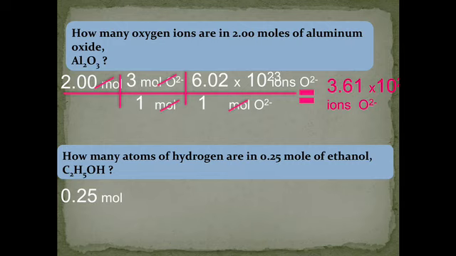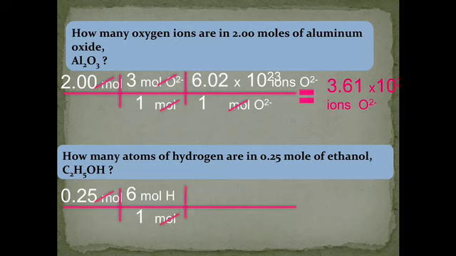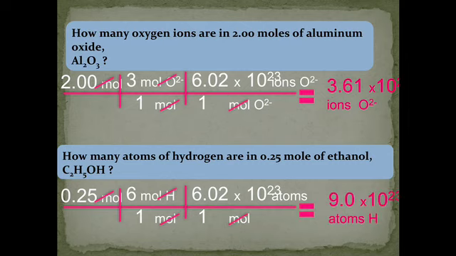Let's look at the next one. How many atoms of hydrogen are in 0.25 moles of ethanol, which is C2H5OH? I take my known, and I need moles on the bottom. If I count, I need moles of hydrogen on top, and I have 5 H's and then 1 on the end, so that's 6 moles of hydrogen. My moles cancel. I need moles on the bottom here for H, and I'm looking for atoms, so I use 6.02 times 10 to the 23rd. My moles cancel again, so I'm where I want to be. I just have to multiply it out, and I get 9 times 10 to the 23rd atoms of hydrogen.